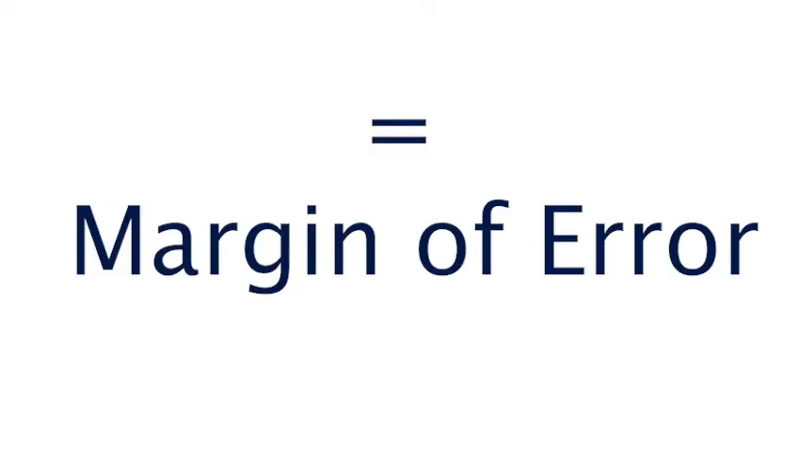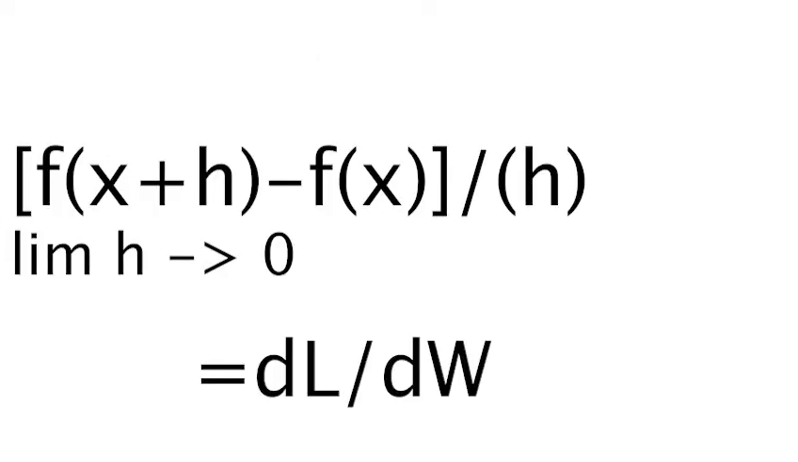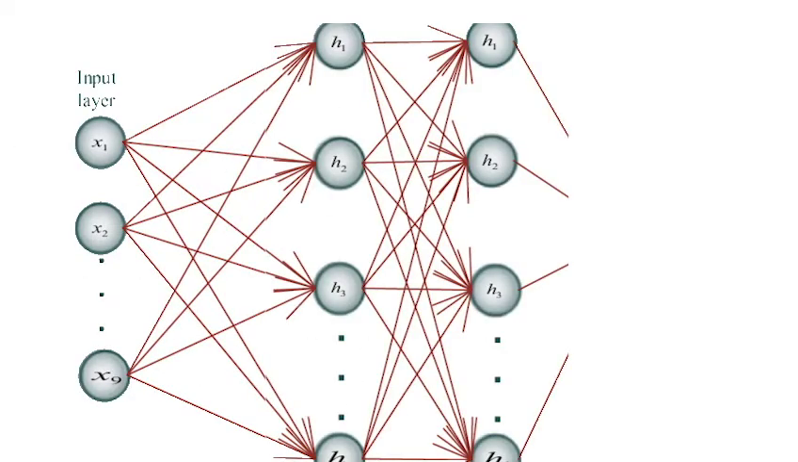Then, the output must be subtracted from the expected output to find the margin of error. An algorithm called backpropagation is then applied to adjust the weight by differentiating the loss function with respect to the weights for a given input-output result until the desired result is reached.